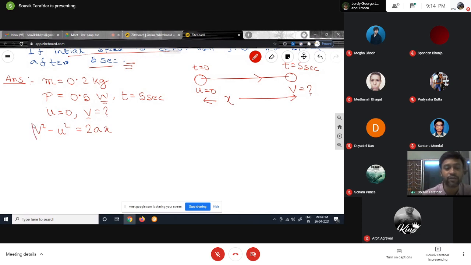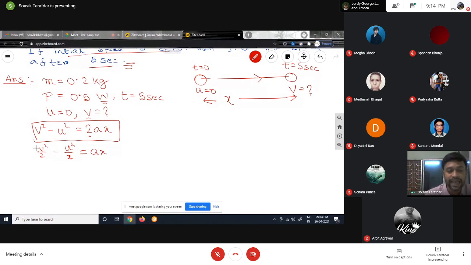If I'm going to use this formula, now you may think, sir, t is given, how can you use this formula? Let's see one thing. V square minus u square is equal to 2ax. If I take this 2 to this side, then what will I get? V square by 2 minus u square by 2 is equal to a into x.